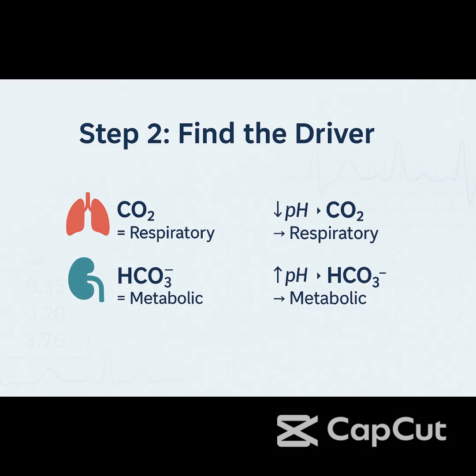Step 2. Find the primary driver of the acid-base imbalance. Look at the carbon dioxide, or CO2, and the bicarbonate, or HCO3. If the CO2 moves in the opposite direction of the pH, it's a respiratory problem. If the bicarbonate moves in the same direction as the pH, it's a metabolic problem.